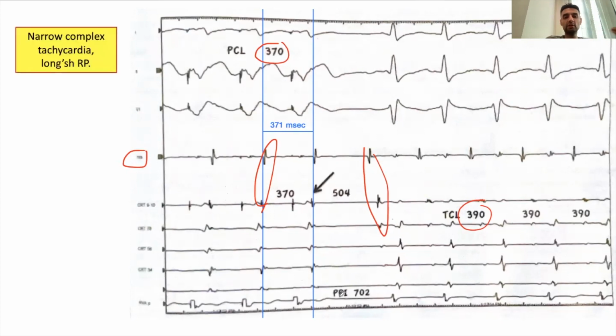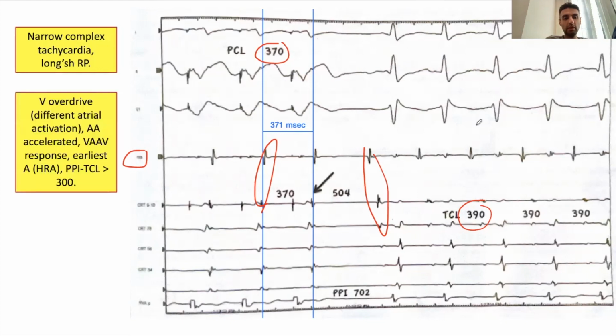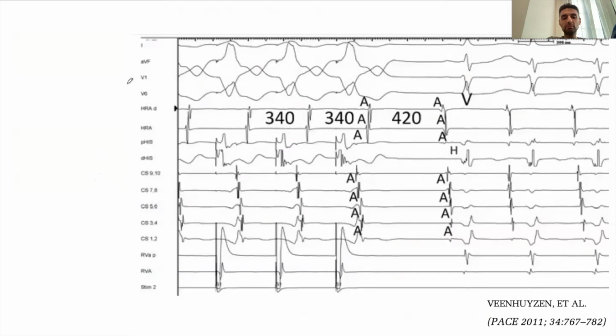Okay, so narrow complex tachycardia, long RP again, or longer RP, you actually overdrive the tachycardia because there's different atrial activation. The AA, however, is accelerated to the pacing stimuli, but there was VAAV response. Earliest A at the His or HRA, I can't really see this very well. So maybe it's HRA. PPI minus tachycardia cycle is around 300. So you're not in the circuit, okay? It's an atrial tachycardia and you're V pacing, okay? Okay, another example. You're burst pacing at 340 milliseconds, you accelerated the A to 340 milliseconds.